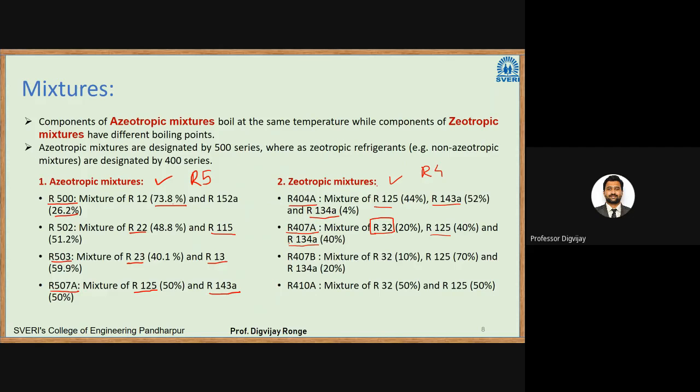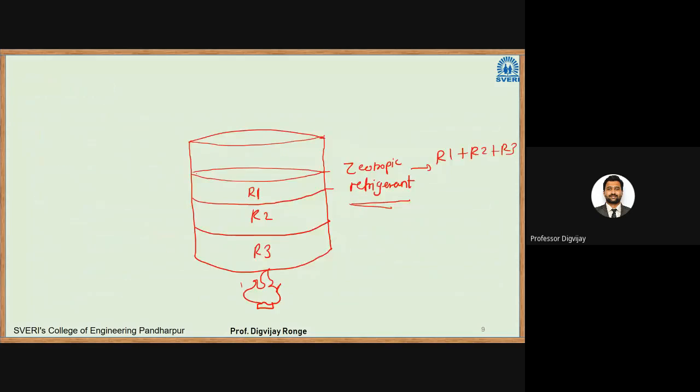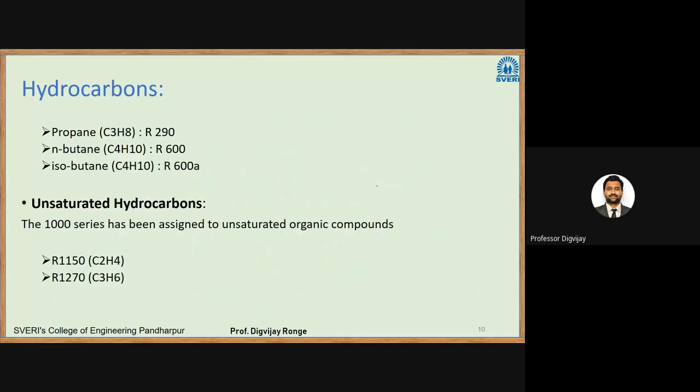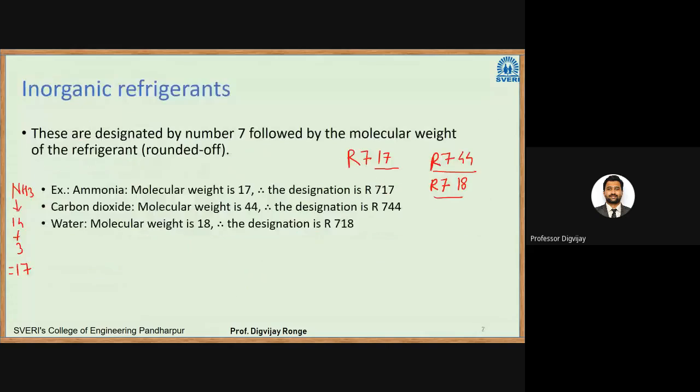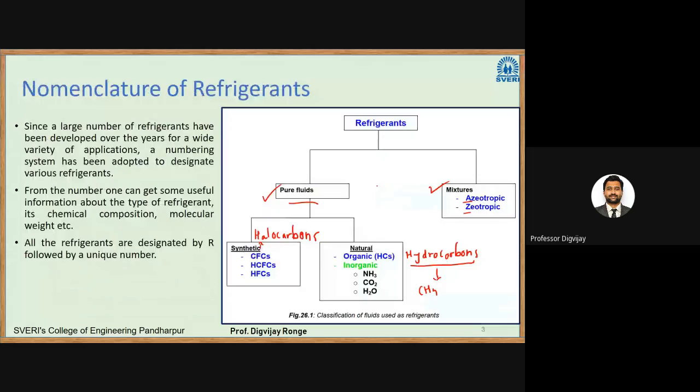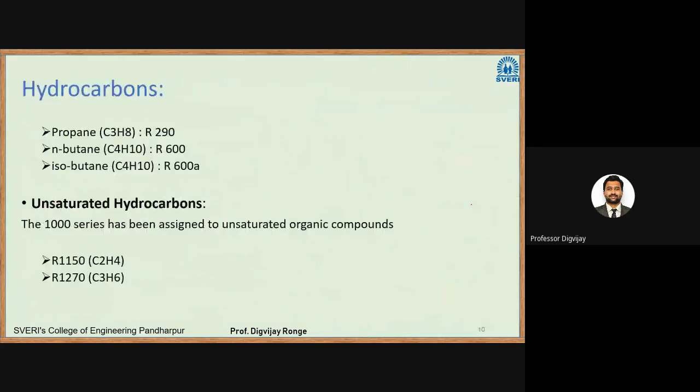So we have just seen the azeotropic mixtures and zeotropic mixtures. And last we'll see hydrocarbons. Hydrocarbons come under natural refrigerants. Let me remind you of the classification we saw at the start. Refrigerants are first classified as pure fluids and mixtures. Pure fluids are classified as synthetic, also known as halocarbons, and natural. In natural we have organic, that is hydrocarbons, and inorganic. The second classification was mixtures, in which we have azeotropic and zeotropic. So these are the mixtures. The last thing we are dealing with here is hydrocarbons.